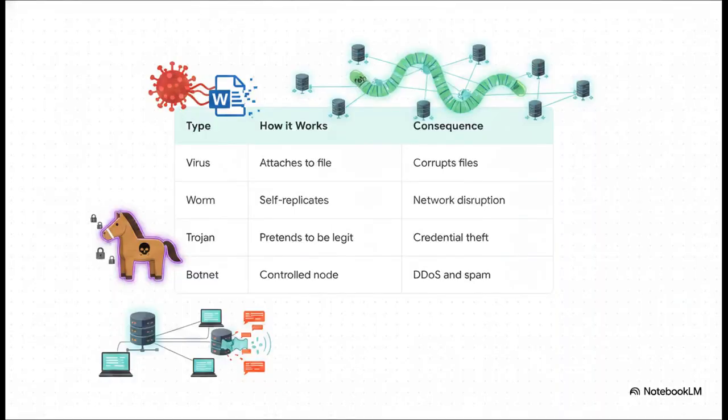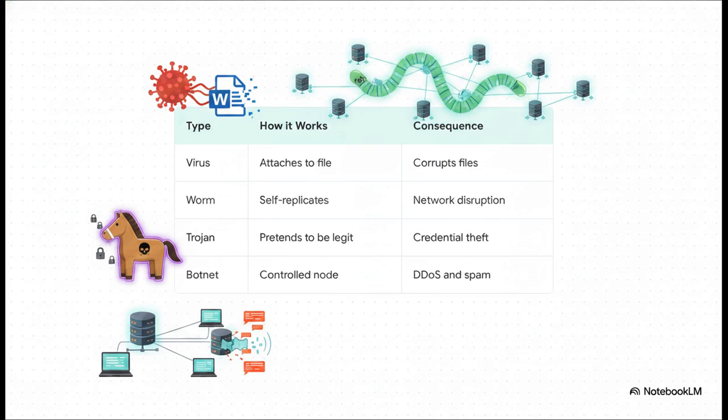Now, let's make sure you can distinctly differentiate the main flavors of malware, because it's like a bad menagerie out there. A virus requires a host. It actually attaches itself to a file, like a Word doc, and only spreads when you execute that file. A worm, on the other hand, is completely self-replicating. It doesn't need you to click anything. It just crawls across network vulnerabilities on its own, causing really rapid, wide-scale disruption.